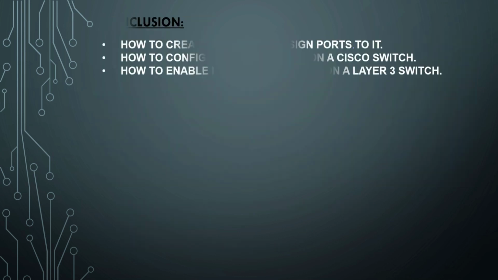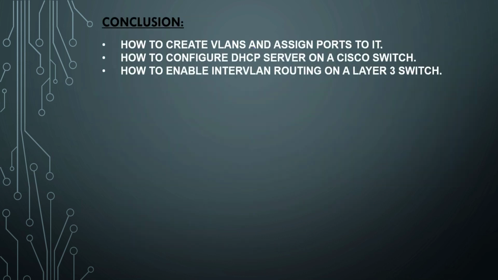So this brings us to the conclusion of this video. We have learned how to create VLANs and assign ports to them, how to configure a DHCP server on a Cisco switch, and how to enable inter-VLAN routing on a layer 3 switch using the command IP routing.